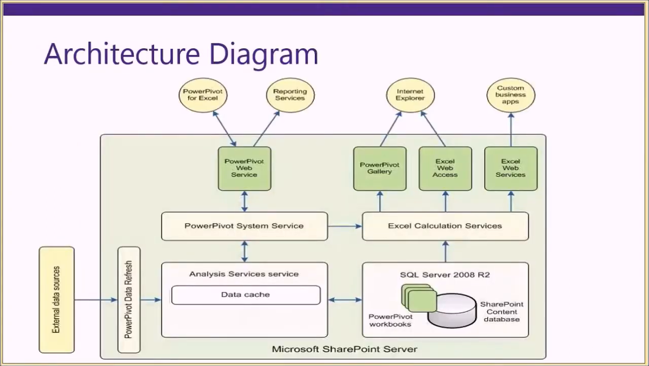This is the architecture diagram of the same. Power Pivot workbooks are stored within the content database. The Analysis Services manage the data within the workbook and make it available to the other components. The service also updates the data as part of the data refresh, which is scheduled by the SharePoint timer jobs. By scheduled data refresh, business users can ensure that the workbook data is kept up to date with the data from the source system.